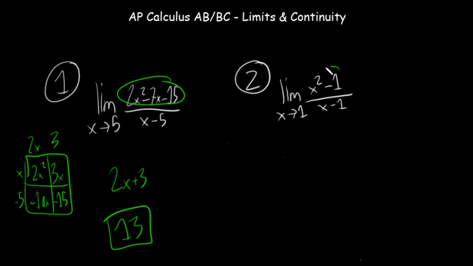Now for this problem, again, you have to factor this out. You end up with x plus 1, x minus 1. The x minus 1's cancel out. You're just left with x plus 1. 1 plus 1 is 2.